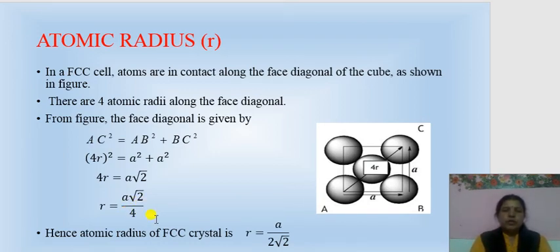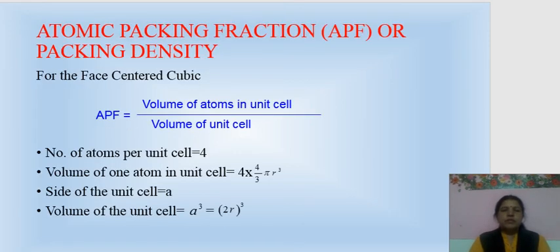And last characteristics, that is atomic packing fraction or packing density. For the face centered cubic, again the same formula is there. APF is volume of atoms in unit cell, divided by volume of unit cell. Number of atoms per unit cell for FCC is equal to 4. Therefore, total volume is 4 into 4 by 3 pi r cube. Side of the unit cell is A. Hence, volume of the unit cell is A cube.